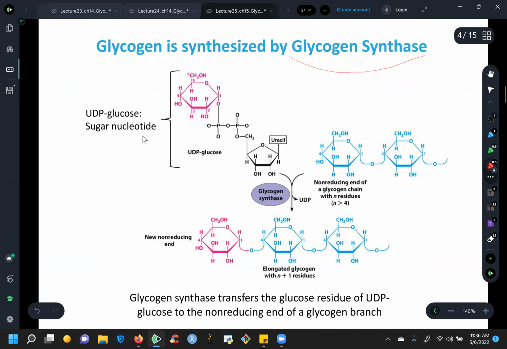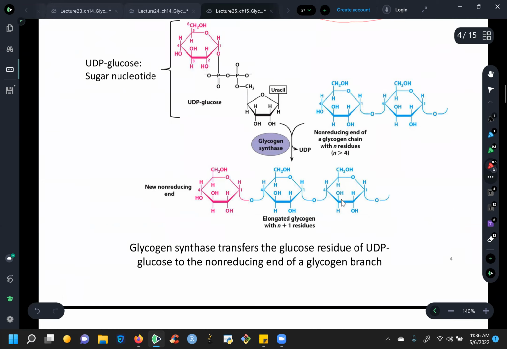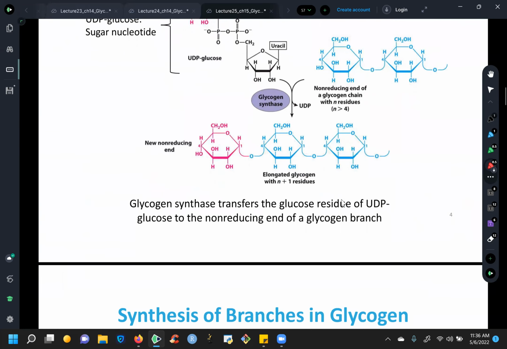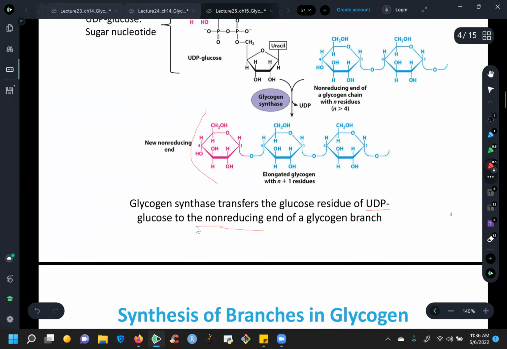And so UDP glucose is a sugar nucleotide. Glycogen synthase transfers the glucose residues of UDP glucose to the non-reducing end of a glycogen branch. So they might ask you about that, like to which end, the reducing end or the non-reducing end, and it's to the non-reducing end.